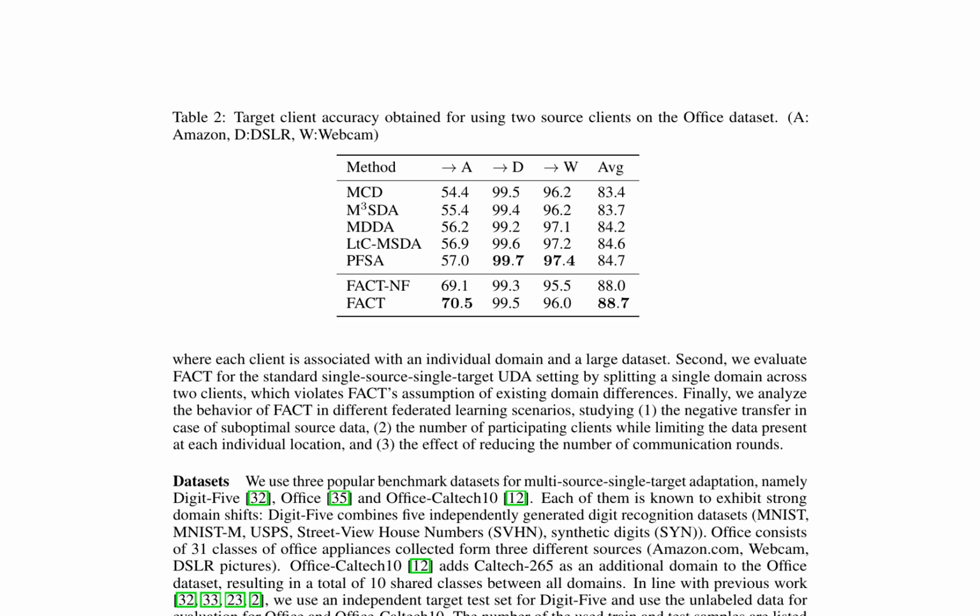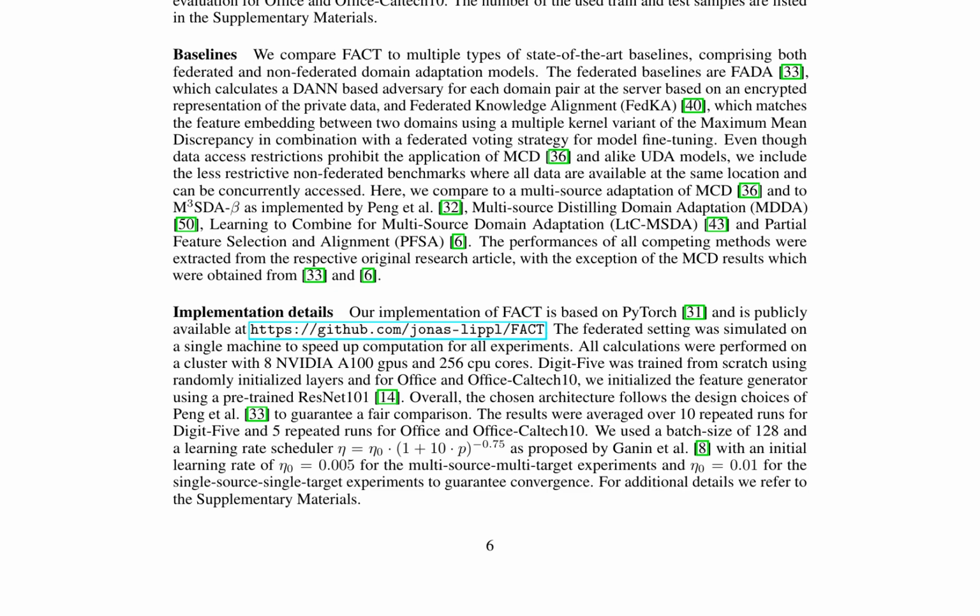The implementation of FACT is based on PyTorch and is publicly available. The authors use a ResNet 101 architecture and a batch size of 128, with a learning rate scheduler proposed by Gannon et al. The results are averaged over multiple repeated runs to ensure convergence.